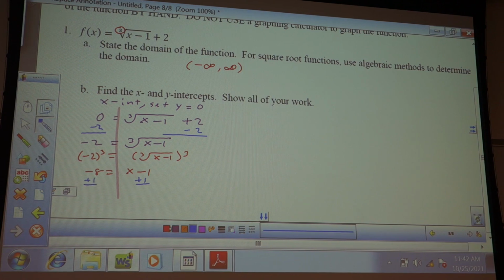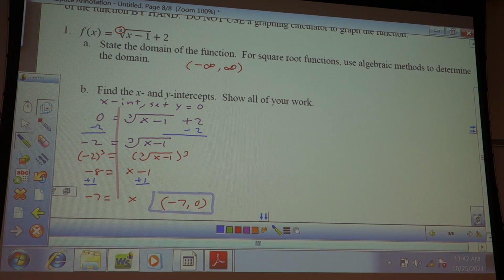So you end up with -7 equals x. So my point is going to be (-7, 0). Make sure you have that. That's the final answer. Did I go wrong somewhere?